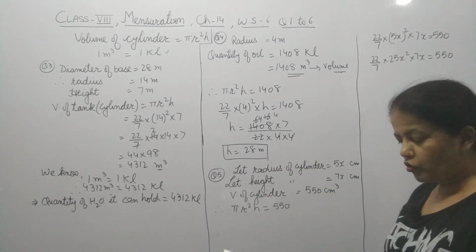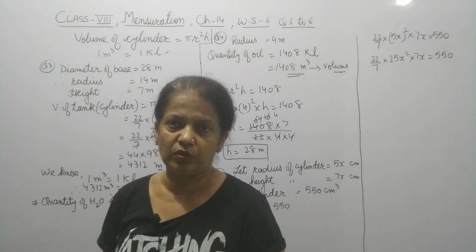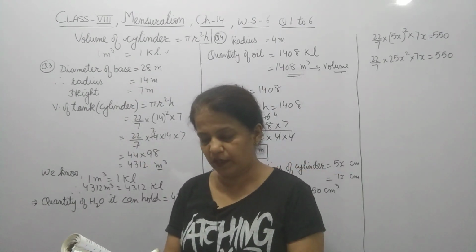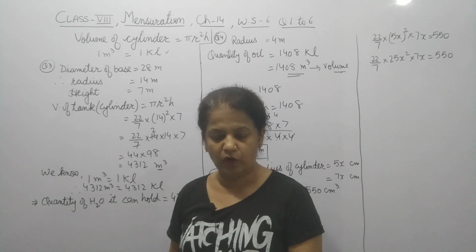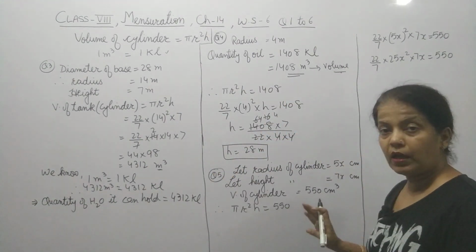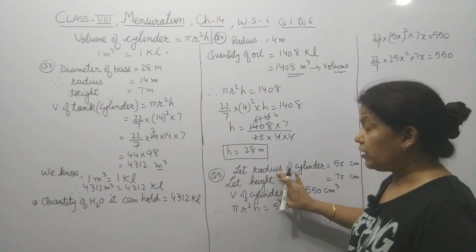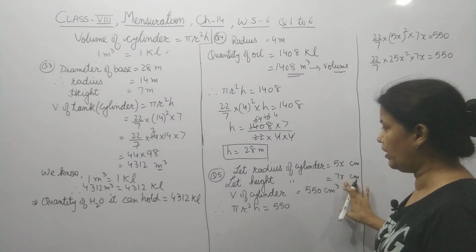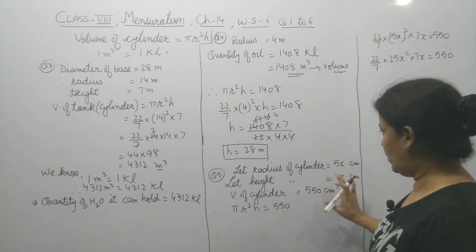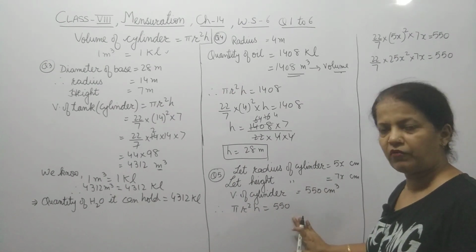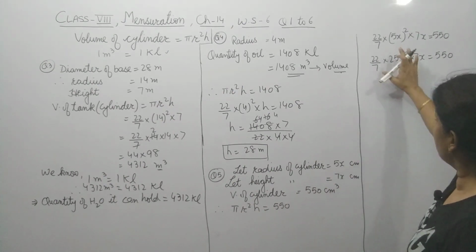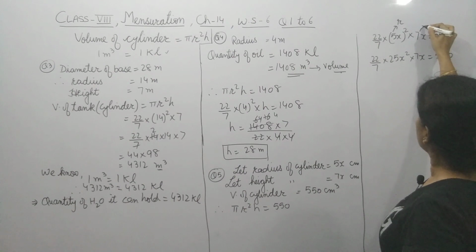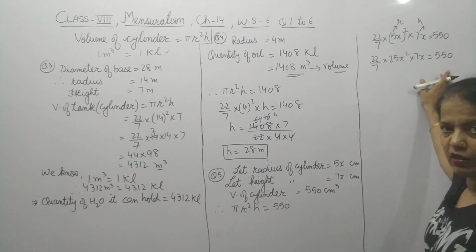In question fifth, it is related to the ratio. The radius and the height of a cylinder are in the ratio 5:7 and the volume is given, and you have to find its radius. Since it is given in the ratio form, what will you do? You will take it as 5x and 7x, and the volume is given as 550. Apply the formula, therefore pi r square h equals 550. Now substitute these values, this is r and this is h.